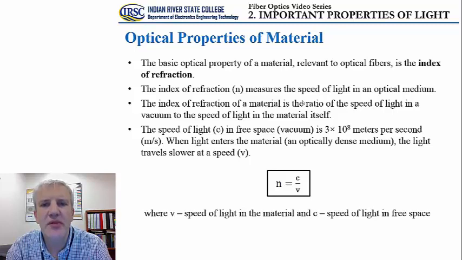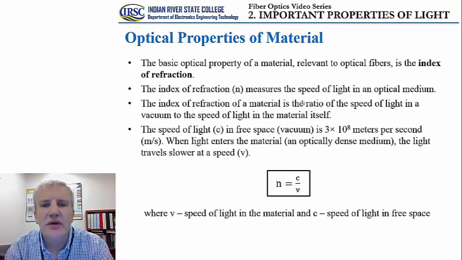The most important parameter to be introduced and discussed is the so-called index of refraction. Index of refraction is the main parameter that describes the optical properties of the material relevant to the propagation of light, and from the aspect of fiber optics, it's the most relevant to optical fibers. So how do we define this parameter? How do we define the index of refraction?